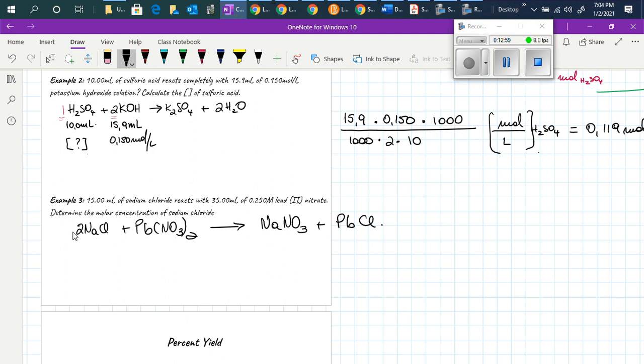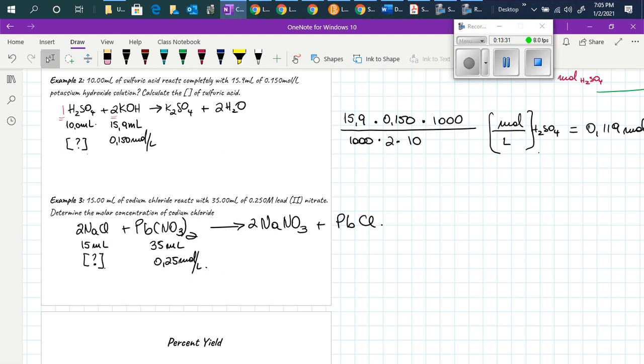Okay, so 2 here. And then what we have is 15 milliliters, and we are looking for concentration. And here we have 35 milliliters, and the concentration is 0.25 moles per liter, or molarity. Okay.